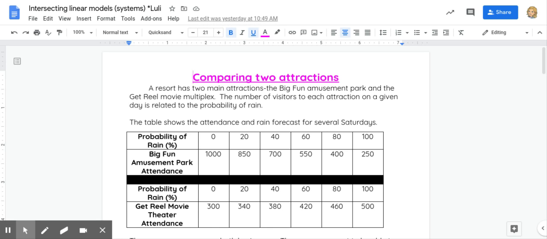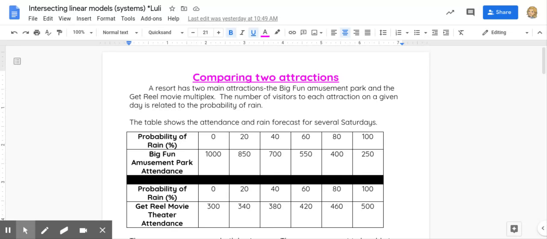I'm going to move on to the second part of the lesson. Make sure you click on the Intersecting Linear Model Systems doc, and this should be what comes up on your screen, comparing two attractions. I'm going to go through this with you. So again, feel free to do a split screen or click back and forth. Please pause when I ask you to pause so you can try some on your own, and then you can come back and check it against mine.